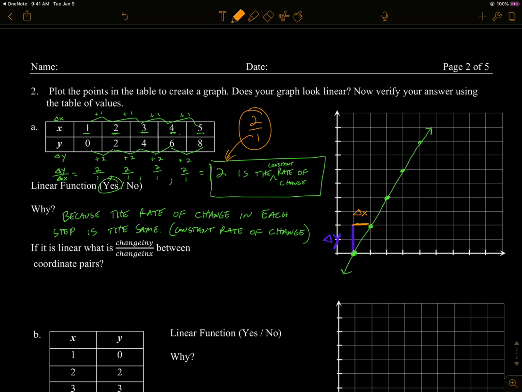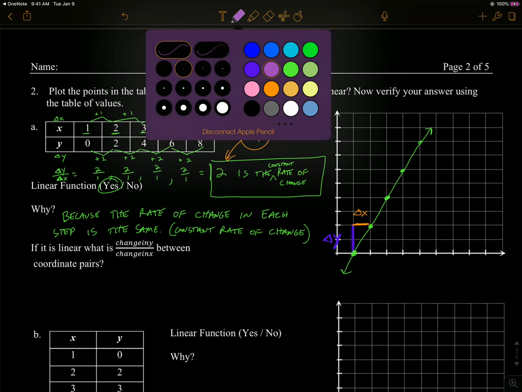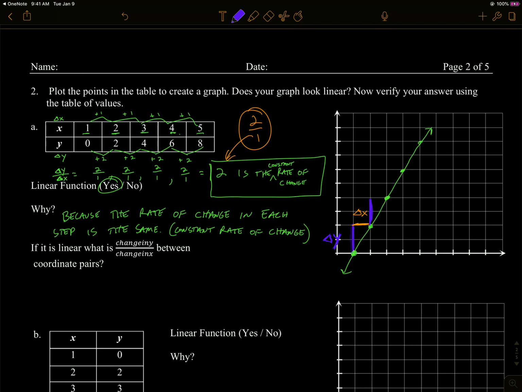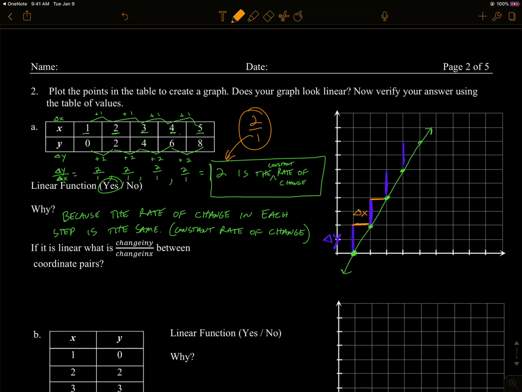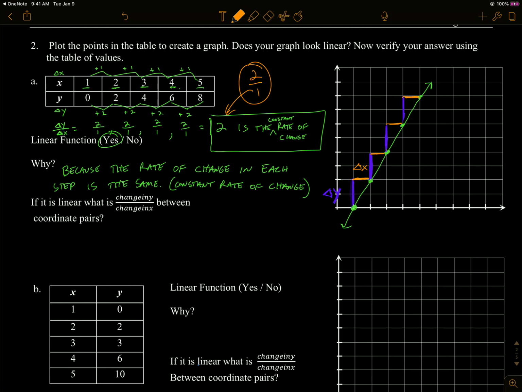Notice it matches what I got from my table. And notice that it's the same every time. The rate of change in y is the same again. I go up the same amount every time. I'm going up 2. See, my rate of change is constant in y and also in x. I always go over 1 on the x. That's what builds a line. So if I'm going up and over the same amount every time, I get a line. It's when it changes from step to step that it won't make a line.